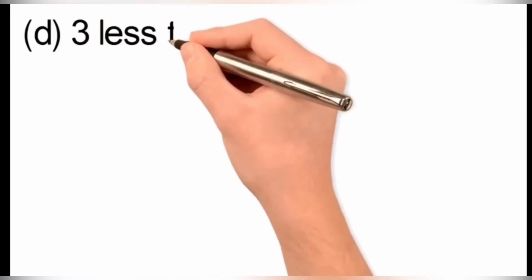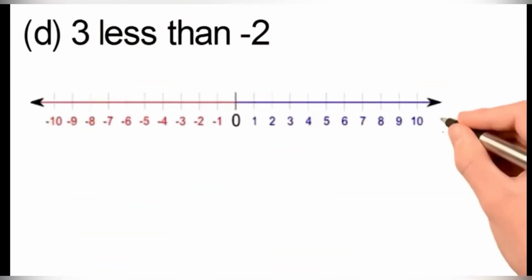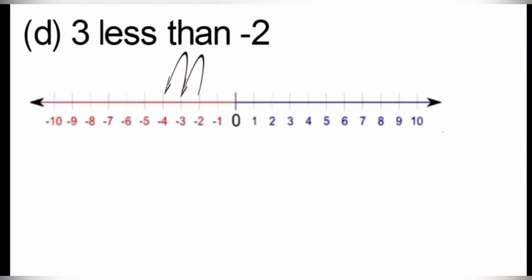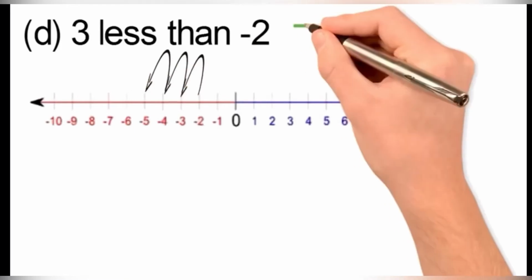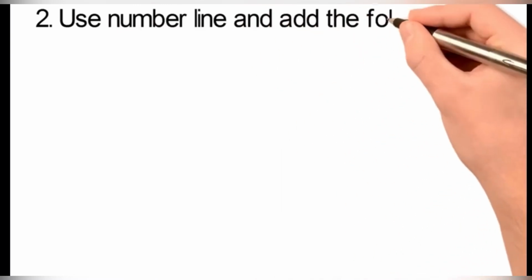Easy. Now question D, 3 less than minus 2. So it's going to be minus 2 minus 3. So we are going to put an arrow on minus 2 and we have to go less than. So it's subtraction. We'll go on to the left hand side. Answer is minus 5. Second question, use the number line and add the following.